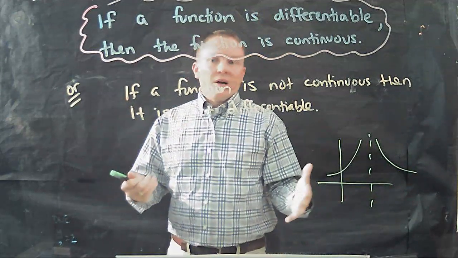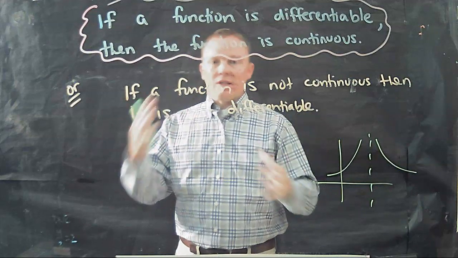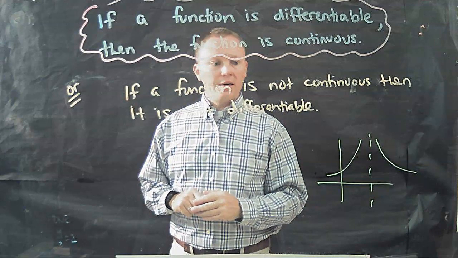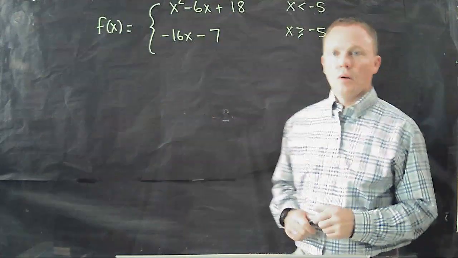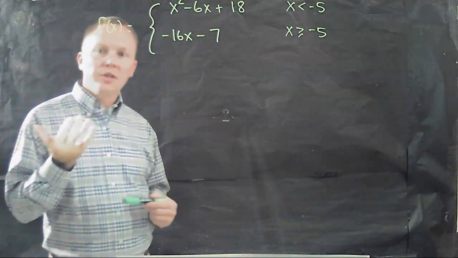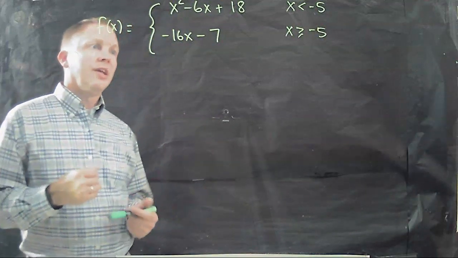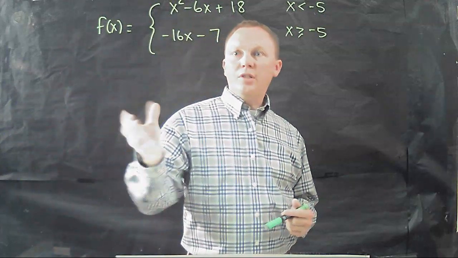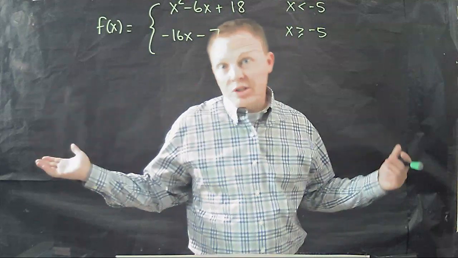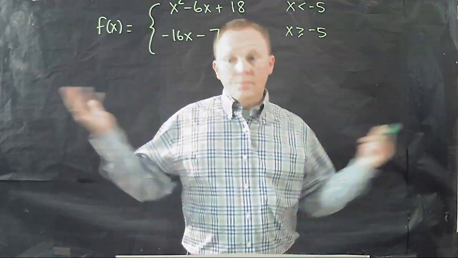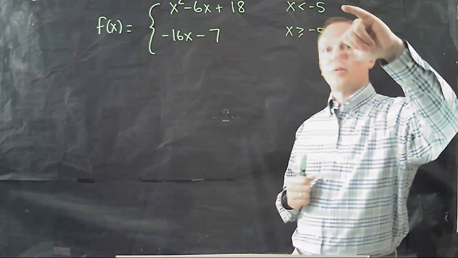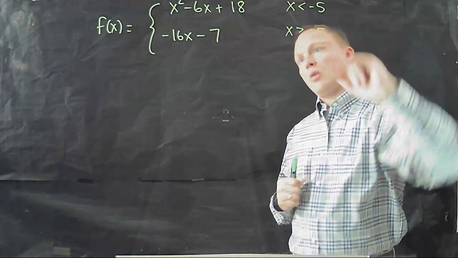So what I'm going to do is pause this, and do an example of this idea. Okay, so here I've got a piecewise function on the board. The question for us is, is this function continuous and differentiable at the point where it switches? Or is it just continuous? What's going on with this function at x equals -5? Because that's where the function changes. This is a piecewise function.